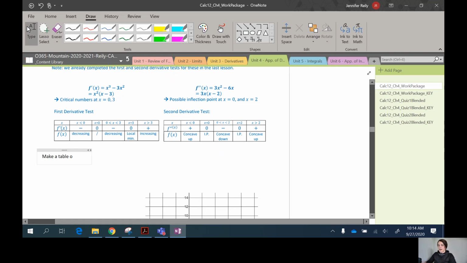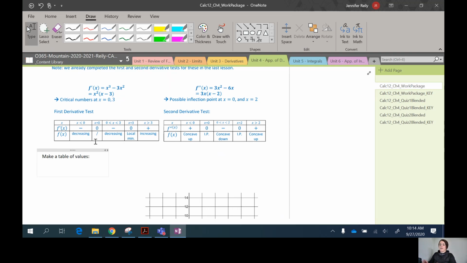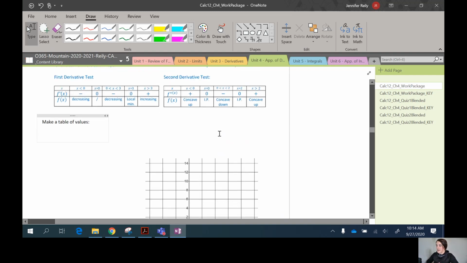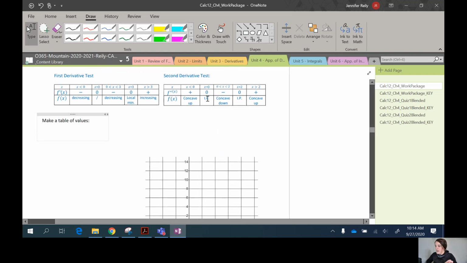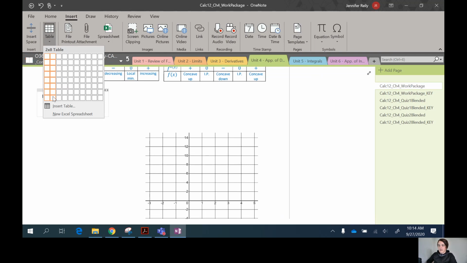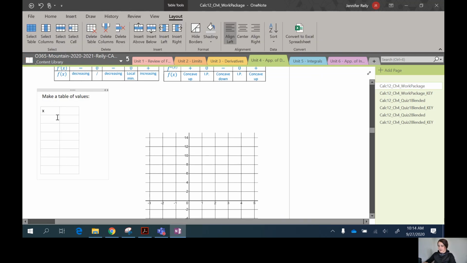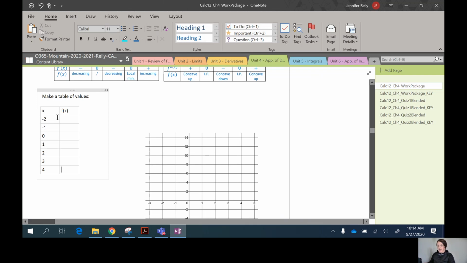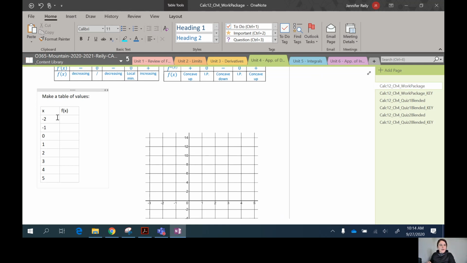Now you need to make a table of values, and you have to choose numbers that make sense for your graph and include all of these important points. Our main points that we need on our graph are 0, 2, and 3. So I'll start x at -2, then 0, 1, 2, 3. Sometimes you need half points as well to be accurate. It just depends on the graph. More points doesn't hurt, so add more if you need to.